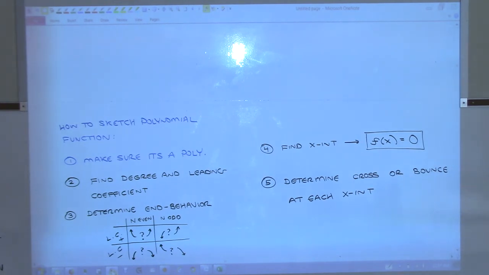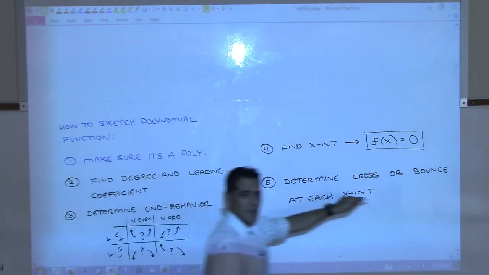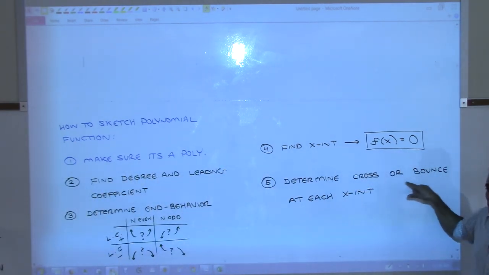Yes? But that may not be what the function's doing. The function may actually be doing this. It may be coming here, bouncing off, and then crossing through, right? It could be doing that. It could also cross through, bounce, and then go back down. You see, there are all these different possibilities of what could happen here in the middle. And the only way for us to know which of those it is is step 5. Step 5 will determine what's happening at each x-intercept.